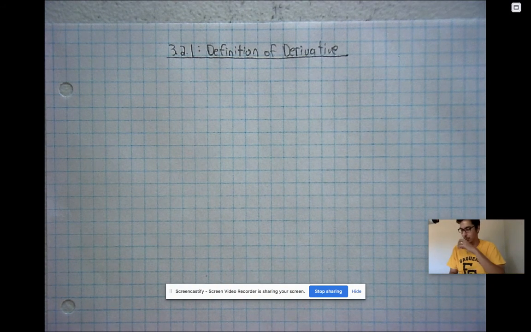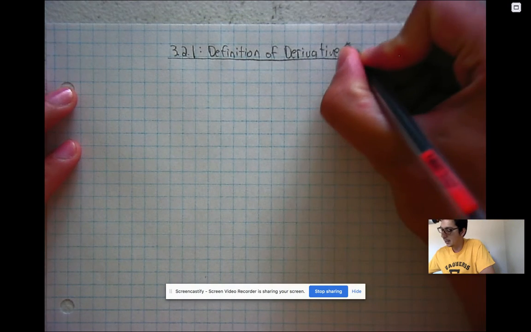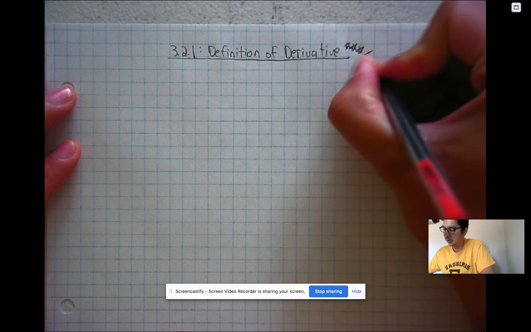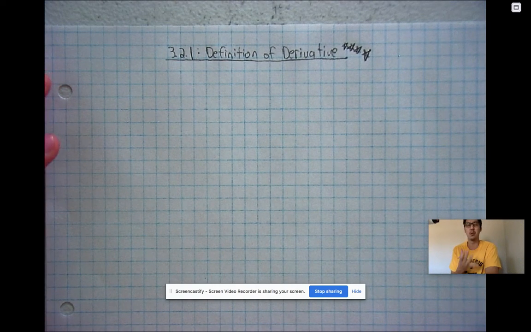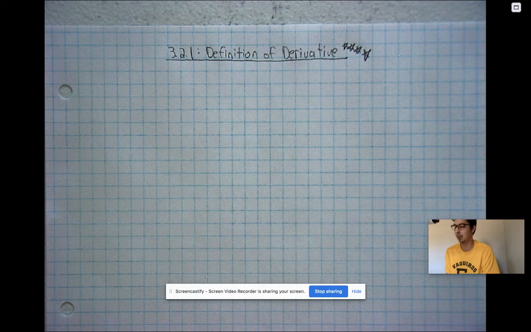And today we're talking about 3-2-1, the definition of the derivative. And derivative is a huge word. Give that 4 stars and you're going to learn what that is today. And in fact, you've been doing it. I just haven't introduced the word yet because we don't know what this word means. And there's ways we could describe it without going into this abstract language.